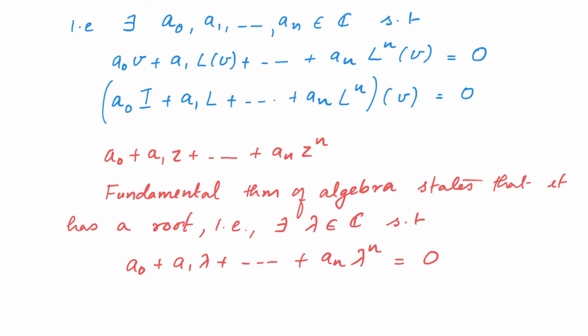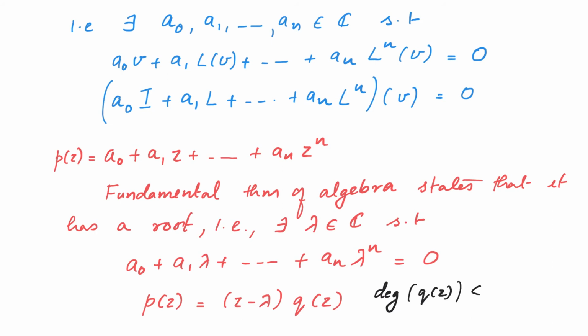Further, it can be observed that if this is true, then we can write the polynomial, let's call it p of z, as p of z is equal to (z minus lambda) into q of z. Further, notice that degree of q of z is strictly less than degree of p of z.